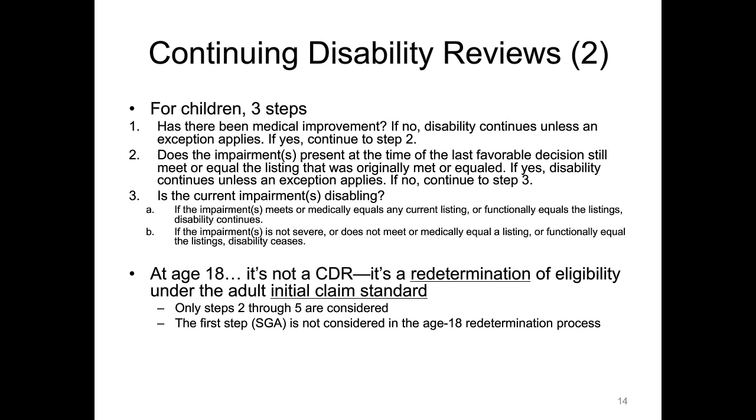I'm going to skip the first bullet here about what the CDR process looks like for children, but I will say that at age 18, there's a similar review of eligibility. It's actually called a redetermination of eligibility. It's not a CDR. It is not subject to the MERS standard, the Medical Improvement Review Standard. It basically goes through the initial claim process with the exception of the first step.